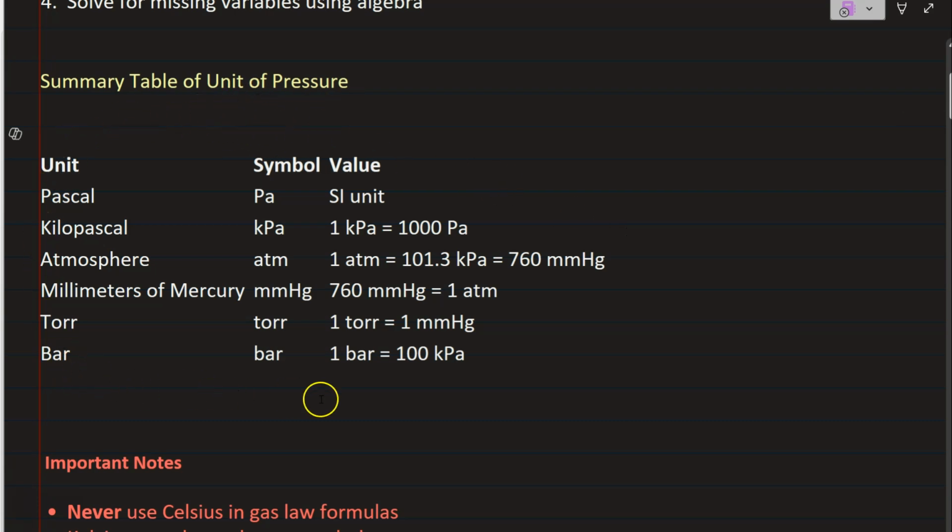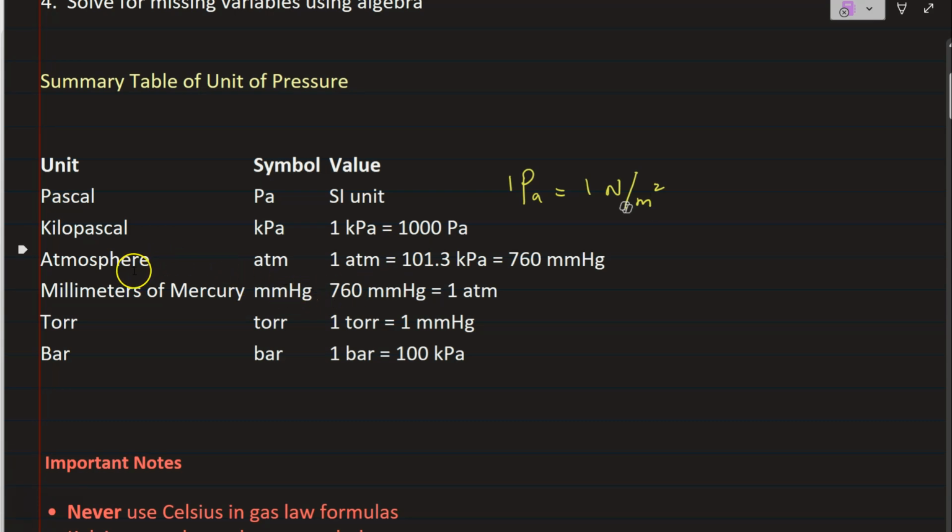I set it up for you here, and basically you need to memorize them. For the most part, 1 kilopascal is 1000 Pascal, and Pascal is the SI unit for pressure. 1 Pascal, Pa, is 1 Newton per meter squared. That's the unit of pressure, and it's so small that we usually don't use it, so we use a kilo. Kilo is 1000 Pascal. That's the prefix for the unit. That's what we use in most of Chemistry 11.